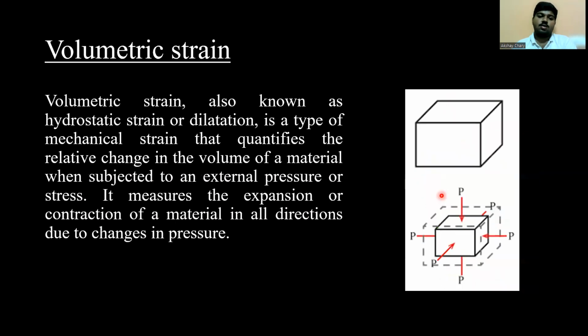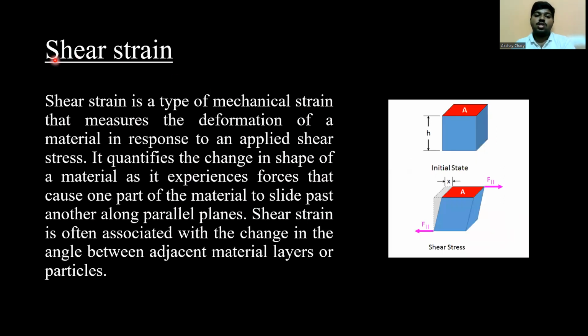Next, volumetric strain. Volumetric strain, also known as hydrostatic strain or dilatation, is a type of mechanical strain that quantifies the relative change in the volume of a material when subjected to an external pressure or stress. It measures the expansion or contraction of a material in all directions due to changes in pressure. Here you can see the figure is the original figure of an object, and this is when the load is applied.